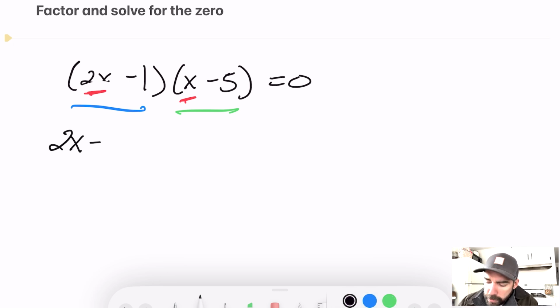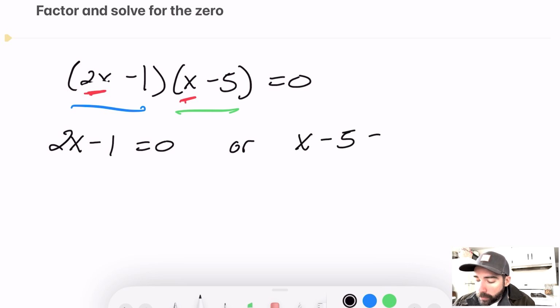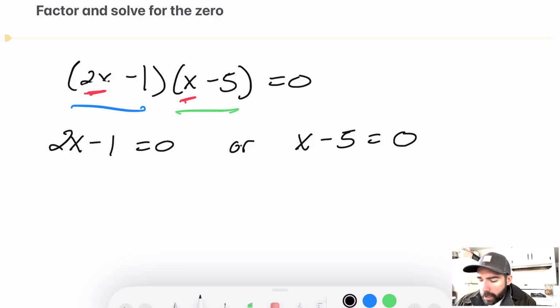So we take 2x minus 1 and set it equal to 0, because when this factor is equal to 0, the whole thing is going to be 0. Or we take x minus 5 and set it equal to 0. And we say or, it's like x is either this or that at one given point. It's not happening at the same time per se. You could probably do and, whatever. It doesn't matter.